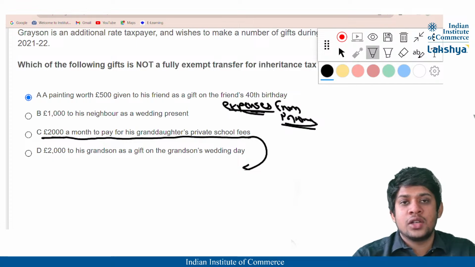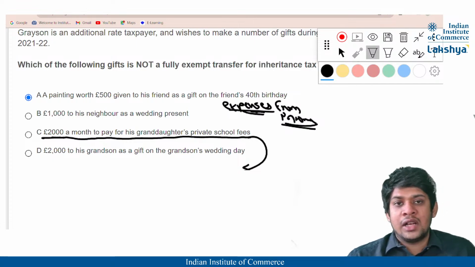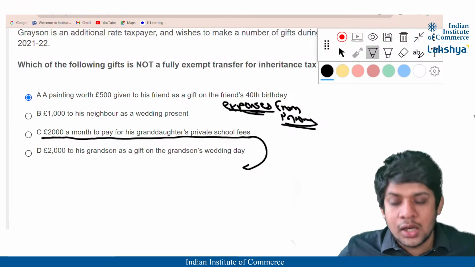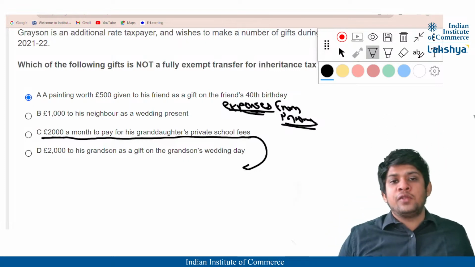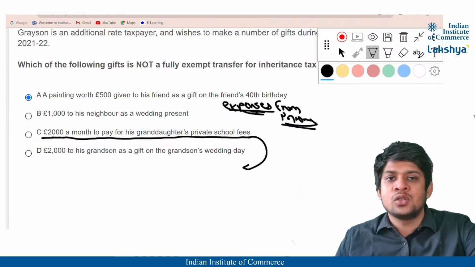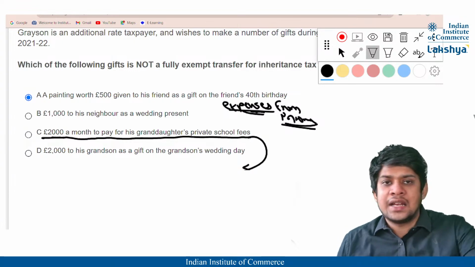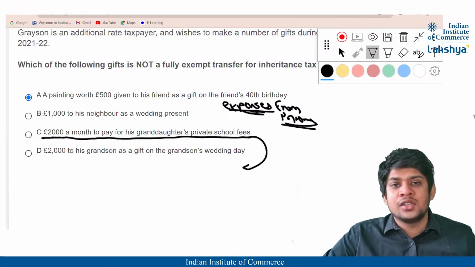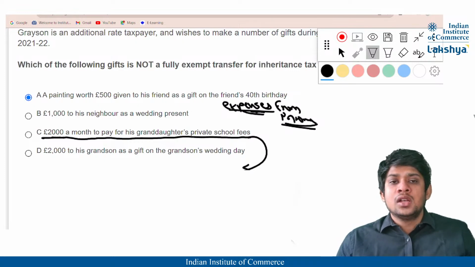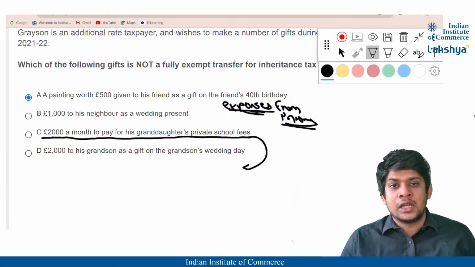So there is an exemption which is available. That is whatever expenditures you're incurring from your income, like maybe the grandfather is paying for his grandchild's school fees or anything from his income every year. So technically he's just helping his grandchild to get the education facilities.